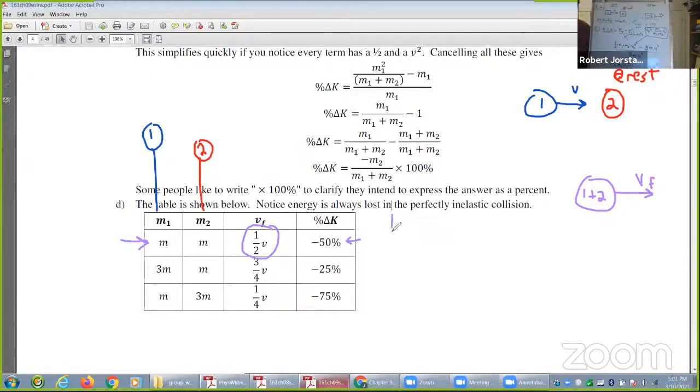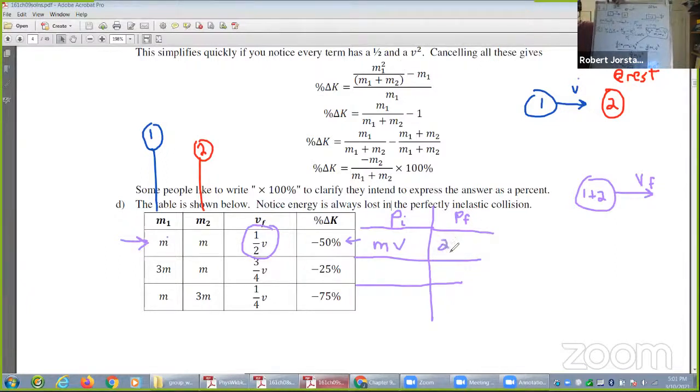This seems reasonable. P initial, let's go ahead and put P initial here just so we have it. And we could do another column, P final, just to check this seems reasonable. The initial momentum for this case is just M times V, because the initial mass was M and the initial speed was V. The final momentum is 2M times 1/2 V. Everything seems hunky-dory. P initial equals P final.